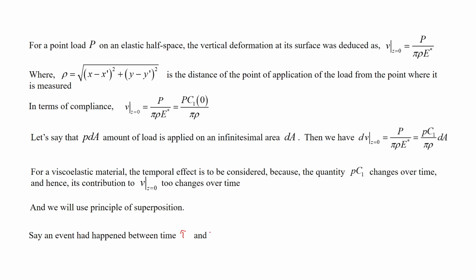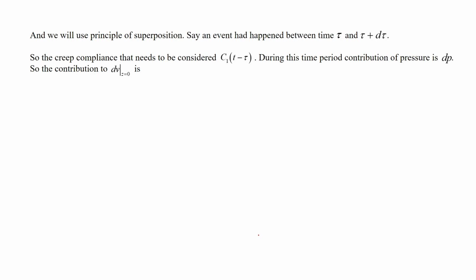So, the time between tau and tau plus d tau, let us say. As I said, this is for body 1, SPR1, so it is 1 over here. So, during this time period, the contribution of dP will be given as dV z at z equal to 0, which is equal to C1 of t minus tau, into dP over pi and rho and d of.